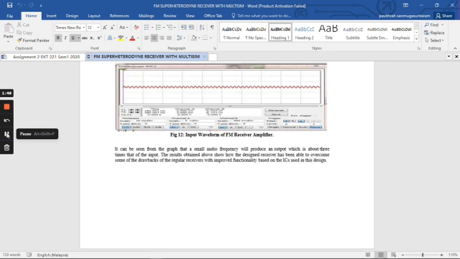And finally, this is the input waveform of the FM receiver amplifier. Throughout this discussion, what I would like to say is, it can be seen from the graph that a small audio frequency will produce an output with 3 times that of the input. The results obtained above show how the designed receiver has been able to overcome some of the drawbacks of regular receivers with improved functionality based on the IC used in the design.